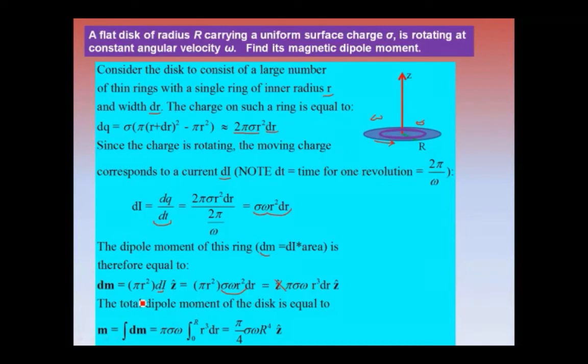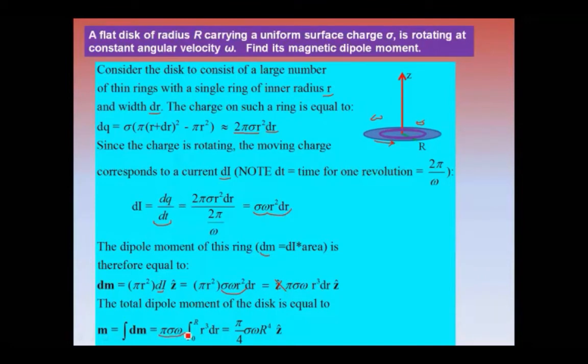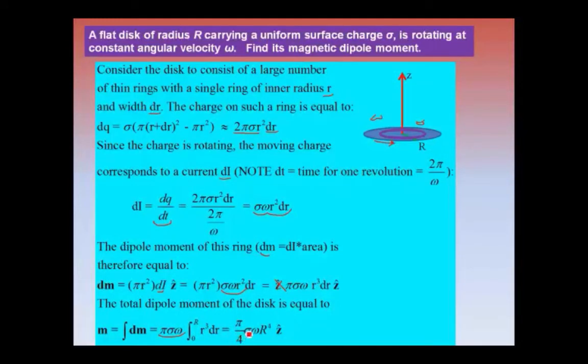So this is our dm, we integrate dm, and so this is equal to the constants pi sigma omega, integrating r cubed from 0 to capital R. Final result then is pi over 4 sigma omega R to the 4th z hat.